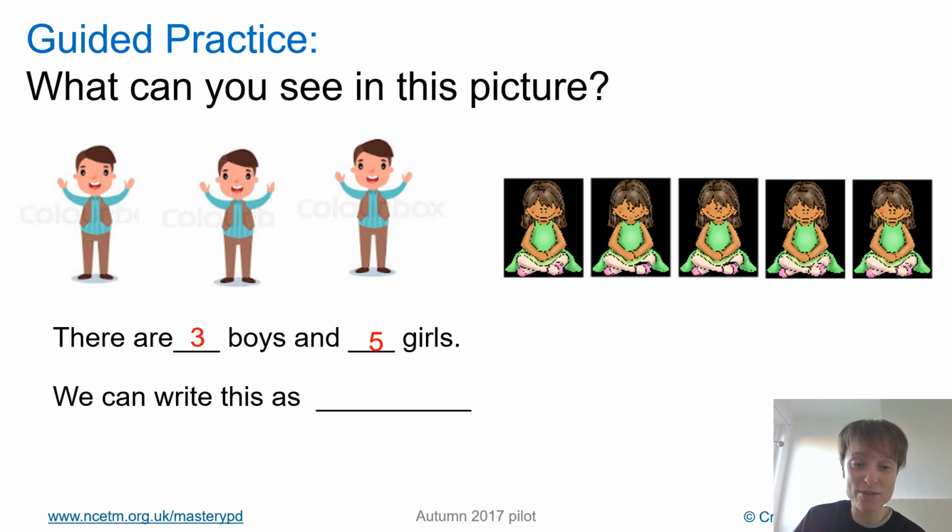Okay, let's think about how we can write this. So I want you to think of your sentence now. We can write this as, say the full sentence and have a go at writing the expression. Pause the video now. Let's do it together. Ready? 3, 2, 1. We can write this as 3 plus 5. Well done if you got that right.